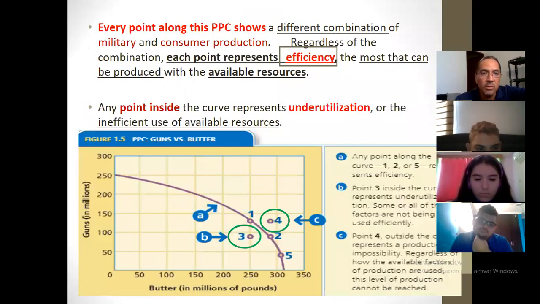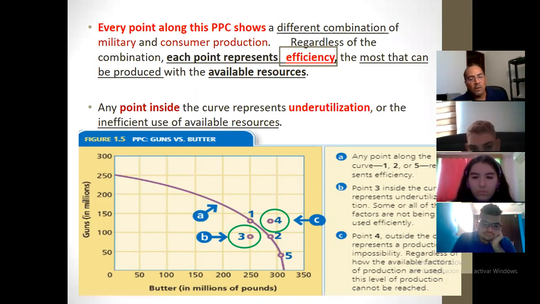Why? Because you cannot produce more than you are allowed, because you have a certain amount of resources, okay? Now let's move on. Let's read this information over here. Now it says, every point along, now this is another example. Remember I told you guns and butter? Guns means army, invest in army. That's what it means.